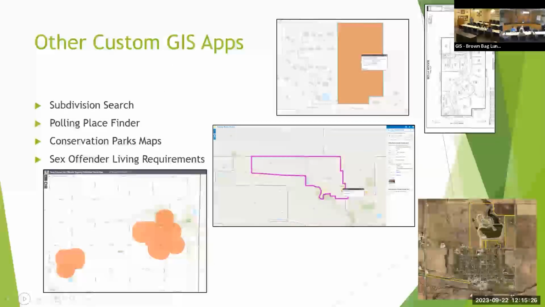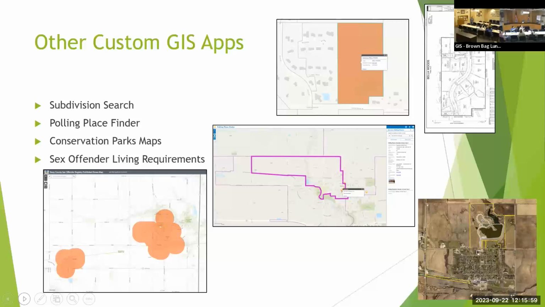talk a little bit also about some other custom GIS apps or GIS applications. So we have a subdivision search. It's that one in the upper top there with that orange polygon. The recorder's office was approached by an engineer several years ago saying, hey, Dallas County has this way to access all of the PDFs of the detailed survey of the subdivision. So Stacy, the recorder, and I worked together to get a solution for this.